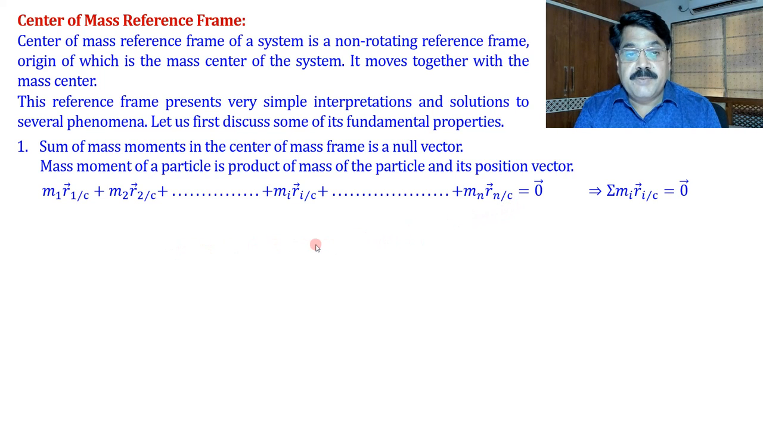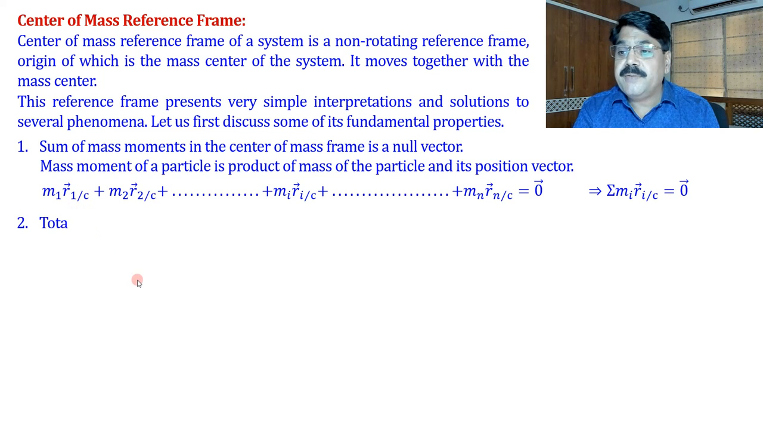Now separate the terms, the Rc terms at once. So, we get M1 R1 vector plus M2 R2 vector plus and so on plus Mn Rn vector minus Rc vector, taking common, what do you get? M1 plus M2 plus Mn into Rc. And you can see this expression by the center mass definition is 0, or sorry, a null vector. So in this way we can write that the total mass moment of a system in the center mass frame will be a null vector.